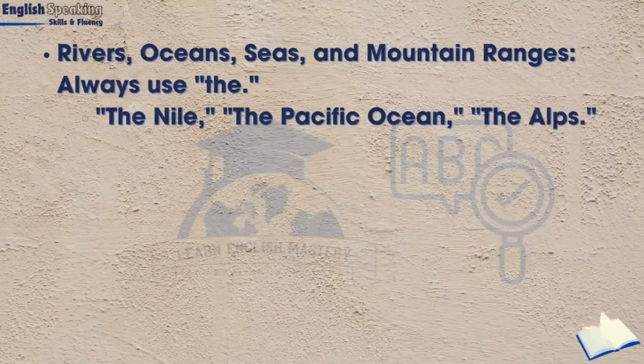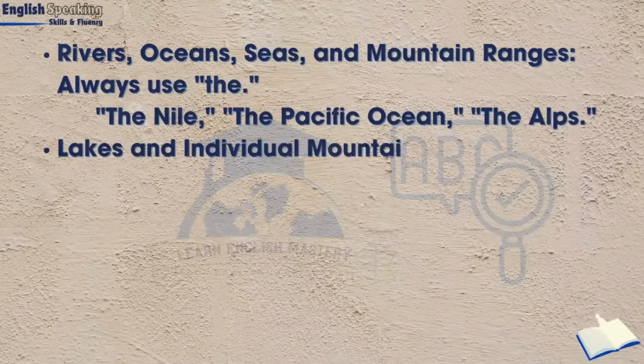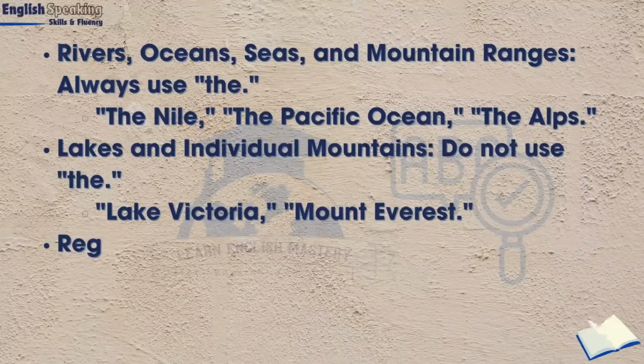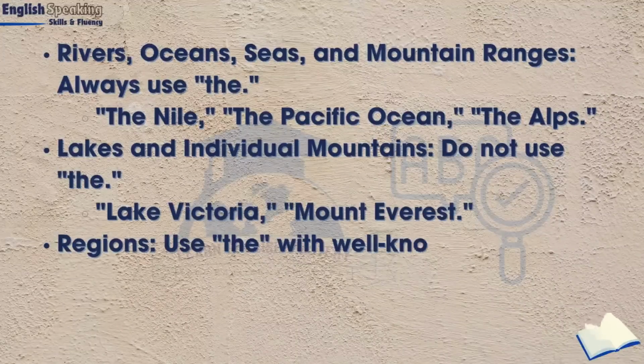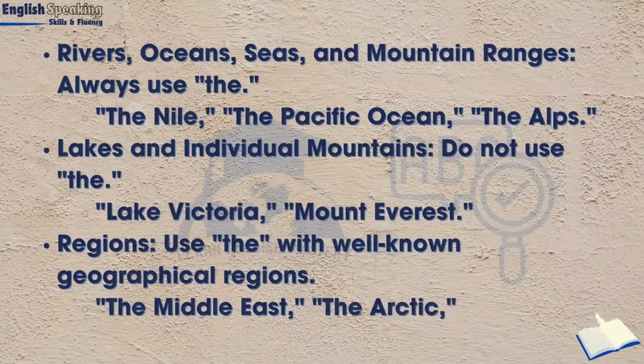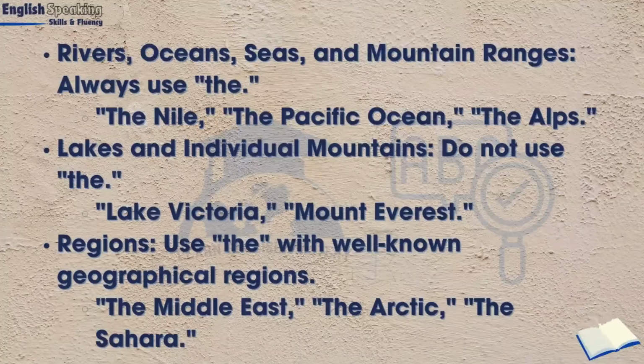Nile, the Pacific Ocean, the Alps. Lakes and individual mountains: do not use "the." Lake Victoria, Mount Everest. Regions: use "the" with well-known geographical regions: the Middle East, the Arctic, the Sahara.